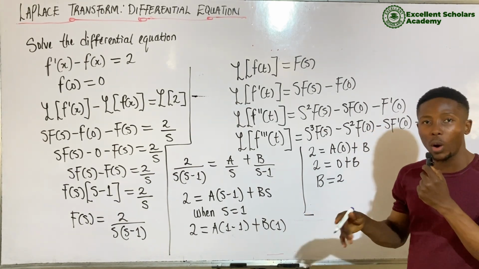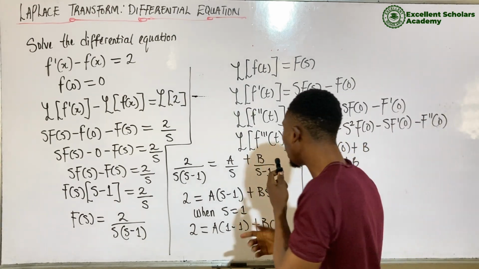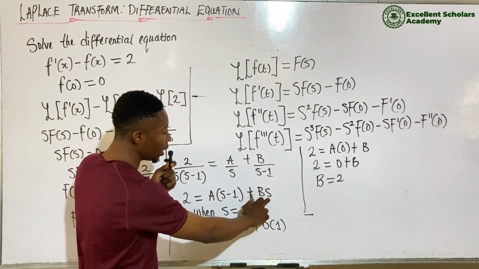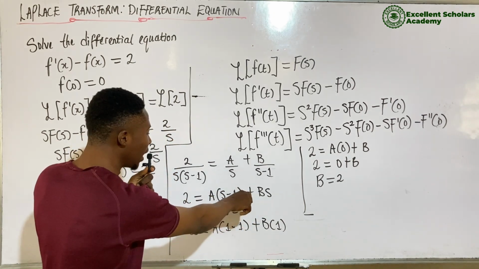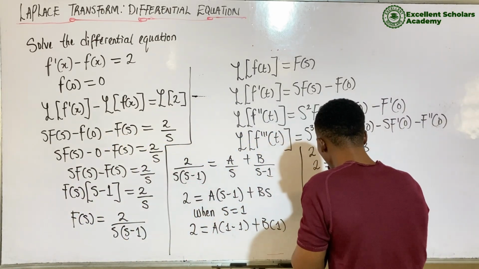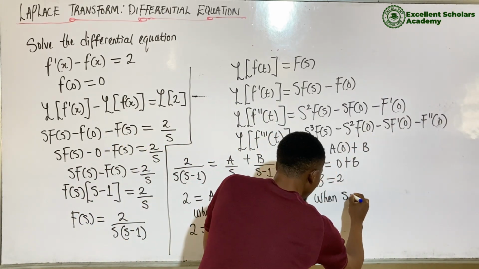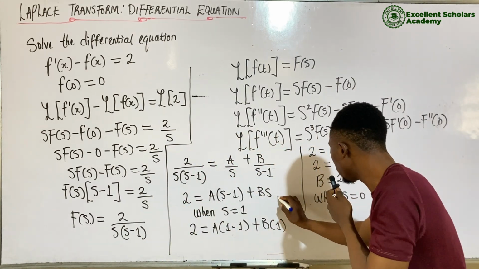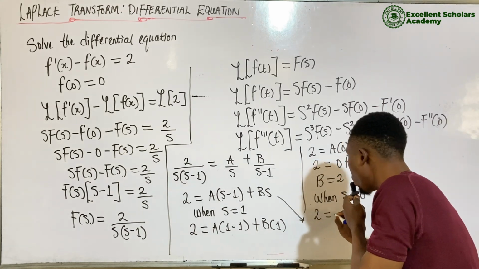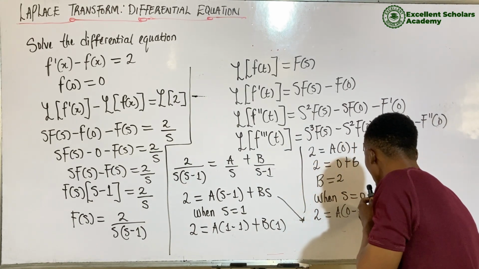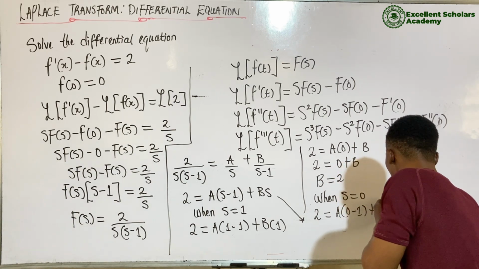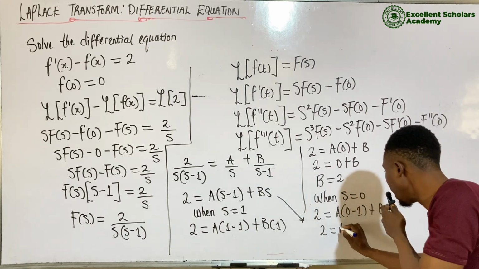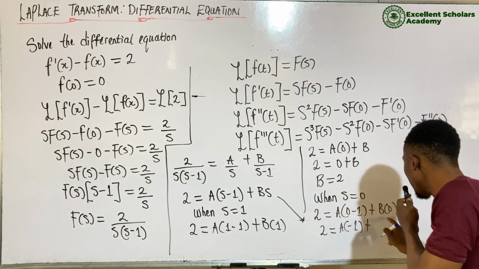Our b here is equal to 2. Now we have to get our a. For us to get our a, we can say when s is equal to 0, because when s is equal to 0, it's going to be substituted here and then we are going to get our constant a. So when s is equal to 0, this now is going to become 2 is equal to a into bracket 0 minus 1 plus b into 0. So that becomes 2 is equal to 0 minus 1 gives you minus 1, that's a into bracket minus 1, plus b times 0 gives you 0.